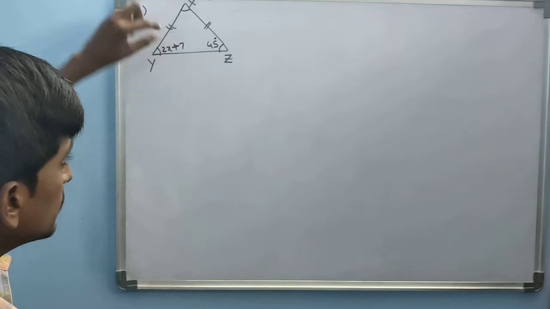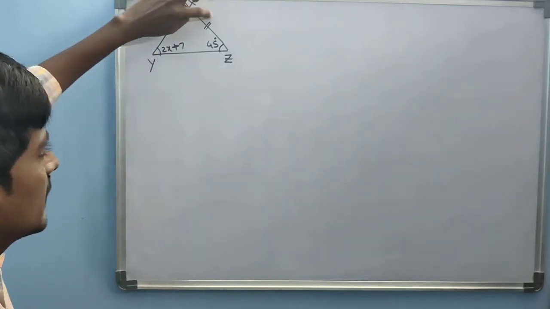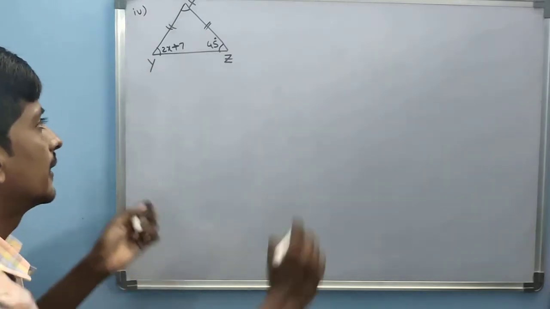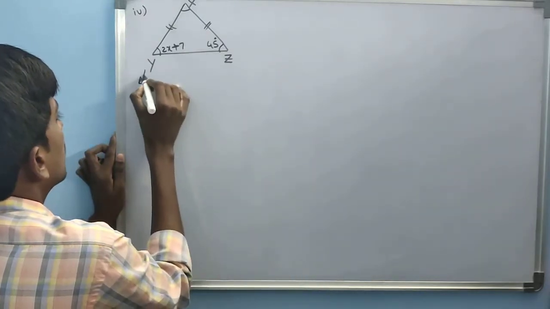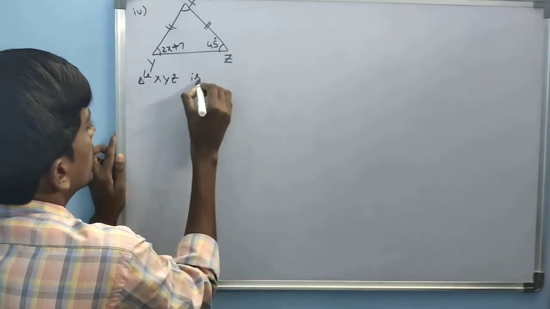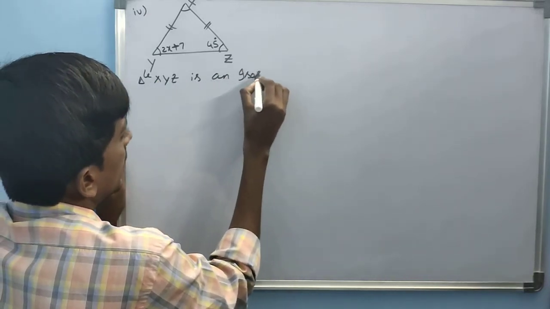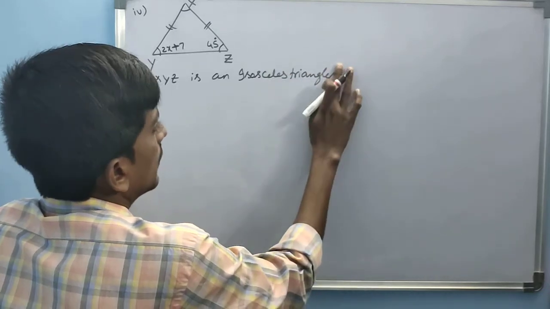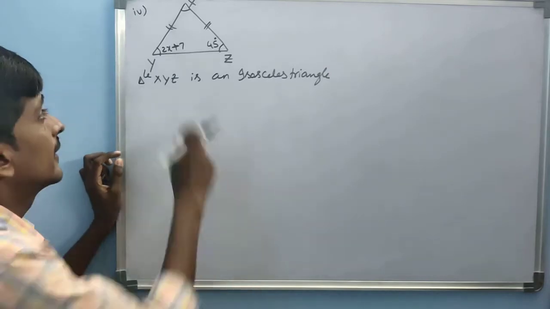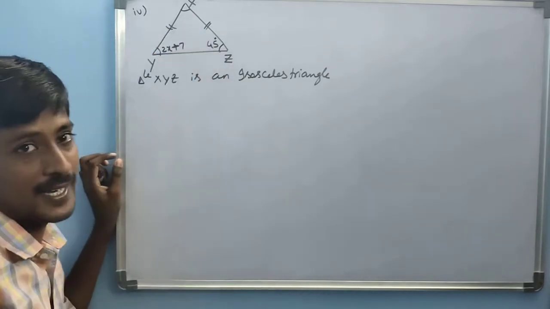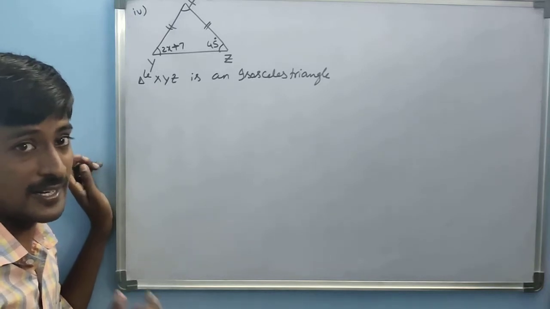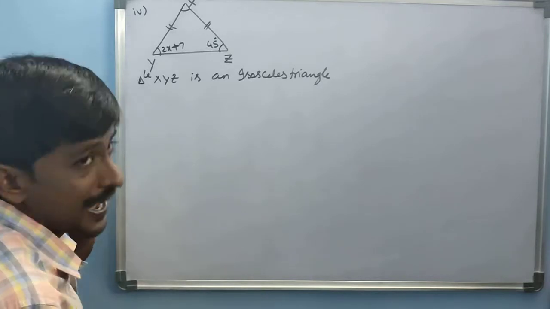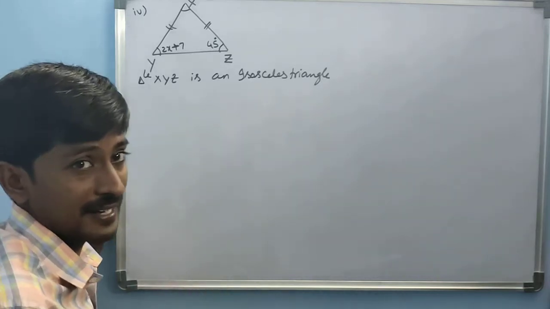So here these two sides are equal is given. So which type of triangle is this? Triangle XYZ is an isosceles triangle. In an isosceles triangle, the angles opposite the equal sides are also equal.